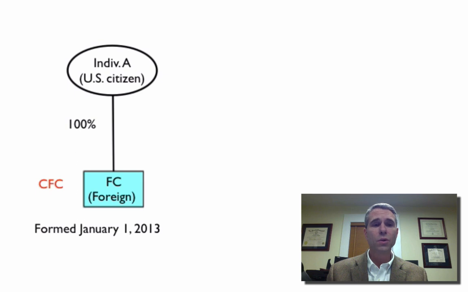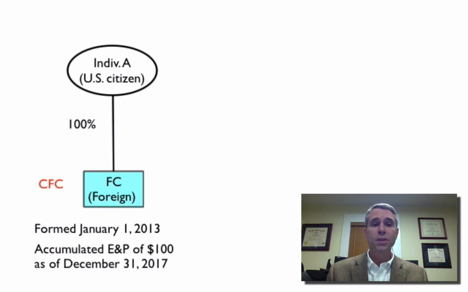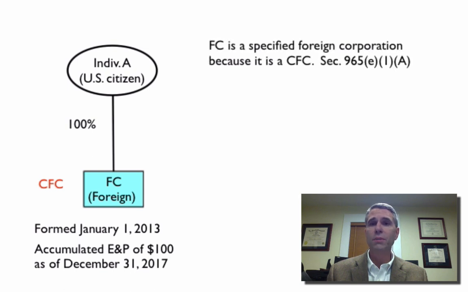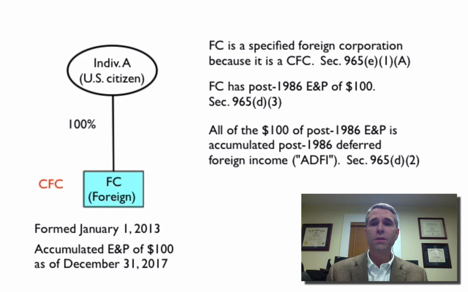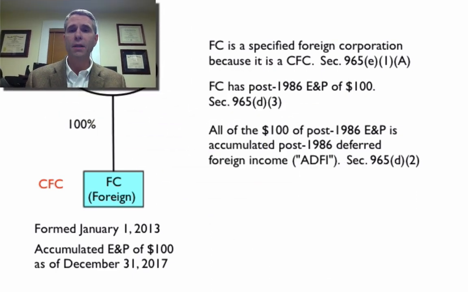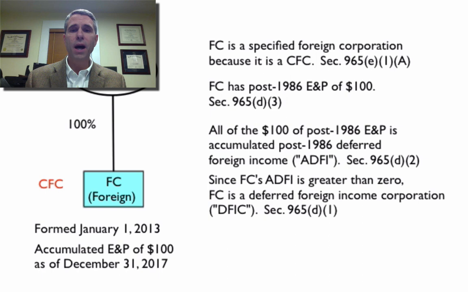FC is a controlled foreign corporation that was formed on January 1st, 2013. FC has accumulated earnings and profits of $100 as of December 31st, 2017. FC is a specified foreign corporation because it is a controlled foreign corporation. FC has post-1986 earnings and profits of $100. All of the $100 of post-1986 earnings and profits is accumulated post-1986 deferred foreign income, or ADFI. Since FC's ADFI is greater than zero, FC is a Deferred Foreign Income Corporation, or a DFIC.